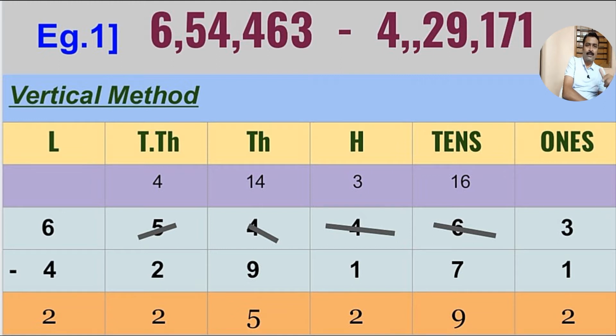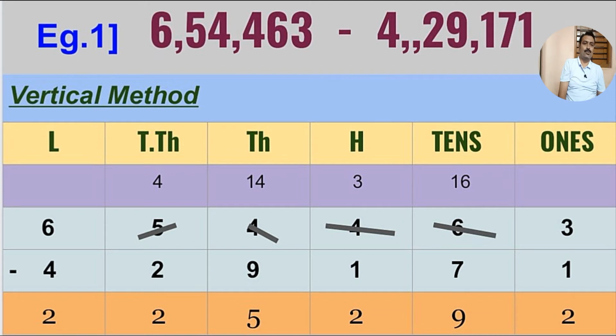Next digit 1 we arrange below 4 into hundreds column. Next digit is 9, that we arrange below 4 in thousands column. Next digit is 2, we arrange below 5 into 10,000s column. And next digit is 4, we arrange below 6 into lakh place column. So after making this proper vertical arrangement, now we start from ones column, unit place here.